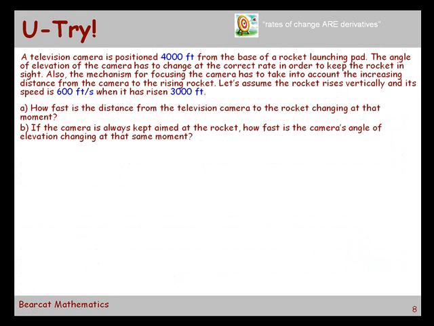First thing I need to do is make some room and create a diagram to help me organize the information. So I created a diagram that showed that the camera was over on the left. The launch pad for the rocket was 4,000 feet away. The rocket is going to go up in the air. They told us that the rate of the rocket is 600 feet per second at the instant that it's 3,000 feet in the air. I'm letting R represent the height of the rocket.